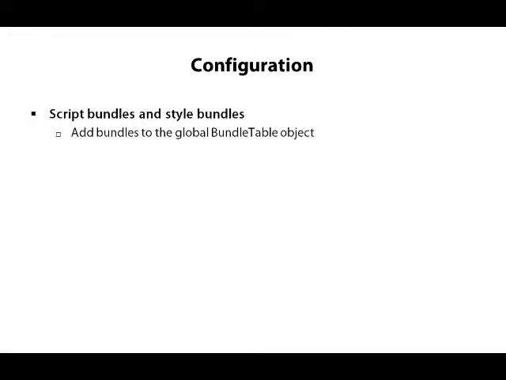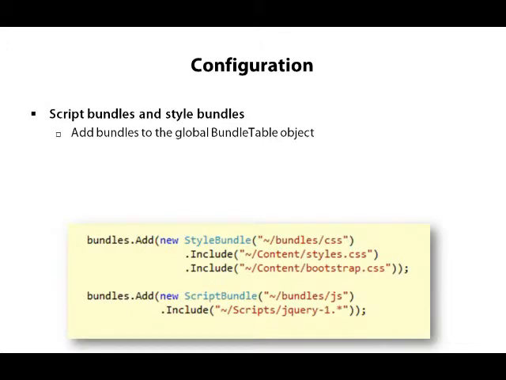To optimize our page load time, we have to tell the runtime what files we want to optimize. And we work with two types of files. We work with script files and style files, JS files and CSS files. And each type of file has an associated bundle class. There are script bundles and style bundles. So we build our bundles with the files that we want, and we register these bundles with a global bundle registration component known as the bundle table.